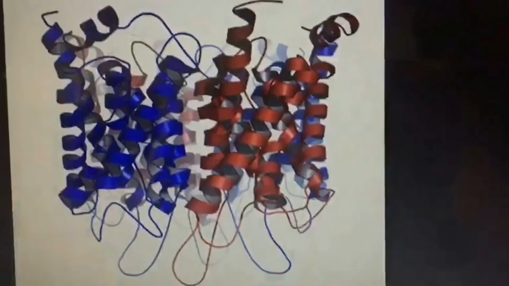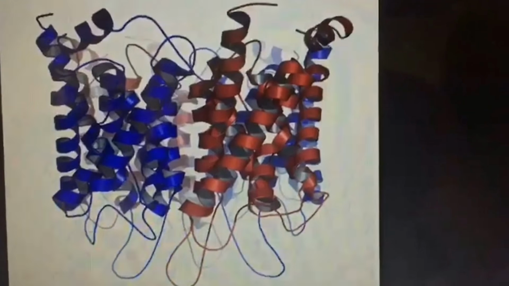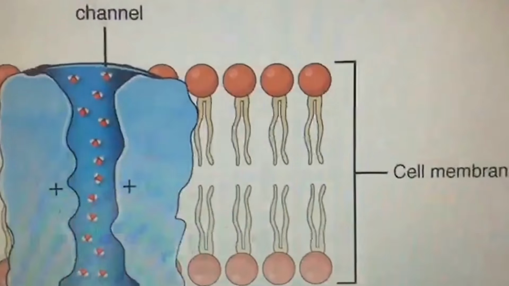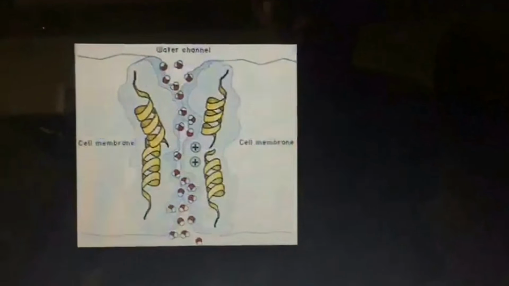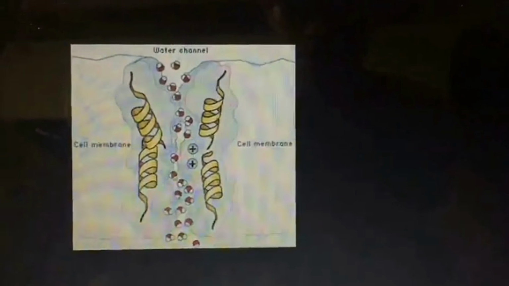Aquaporin is a transmembrane protein that is synthesized from various processes such as transcription and translation, and will then be modified in the rough endoplasmic reticulum and Golgi apparatus to be embedded in the phospholipid bilayer for its function.